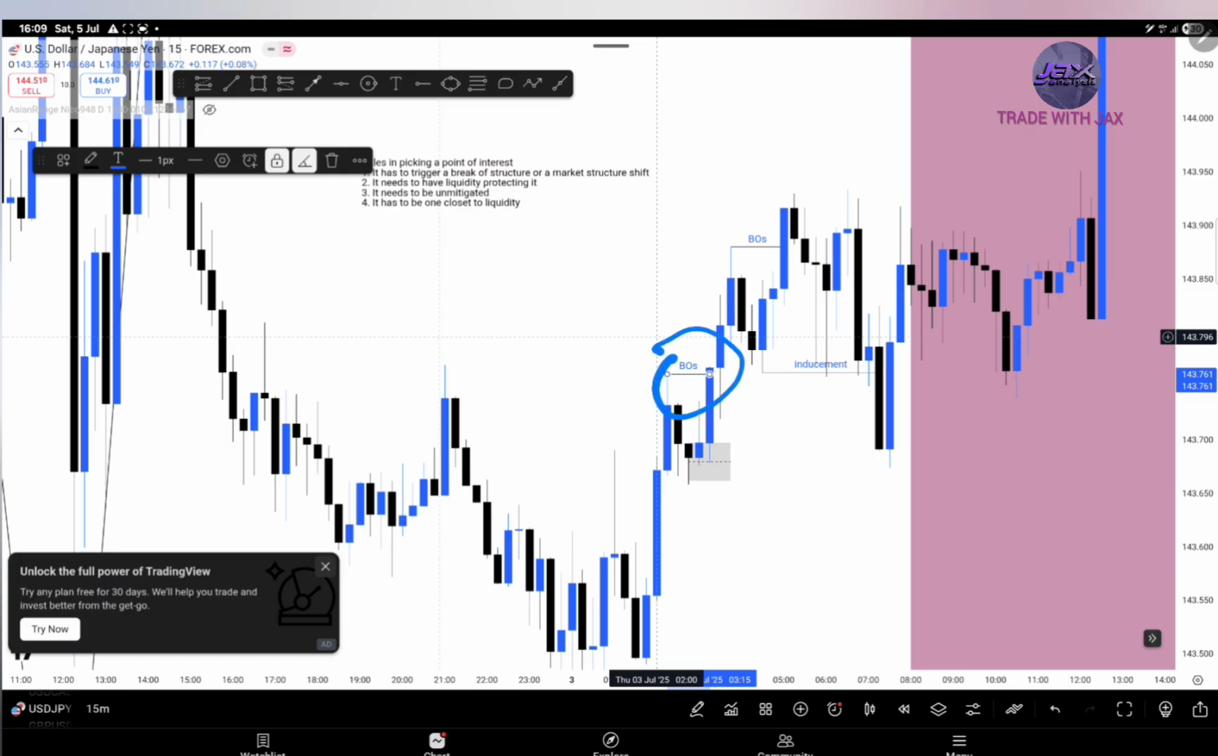The next one is, it needs to have liquidity protection, and I've also explained that the liquidity or inducement is the first pullback after a break of structure. So it has inducement protecting it. The next question is, is it unmitigated? What does mitigation mean? It means that price, while creating liquidity or inducement, is not supposed to have tapped into the POI. That's what it means. It has to be unmitigated.